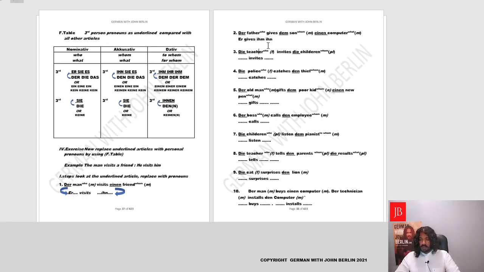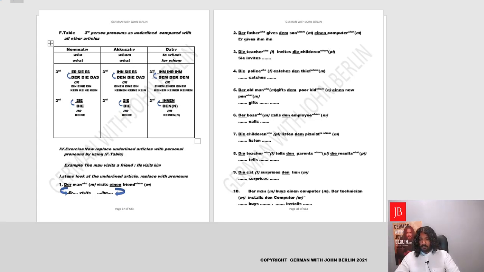Yes. Perfect. The teacher invites the children. Again, instead of die, we'll find the as who. We'll go to who and find die. It's here. And instead of die, we'll write sie. So we'll write sie, she, invites the children. Whom? So we'll go to whom and find die. Okay, now there's a little catch. This is plural. So my mistake. It shouldn't be singular. It should be plural.